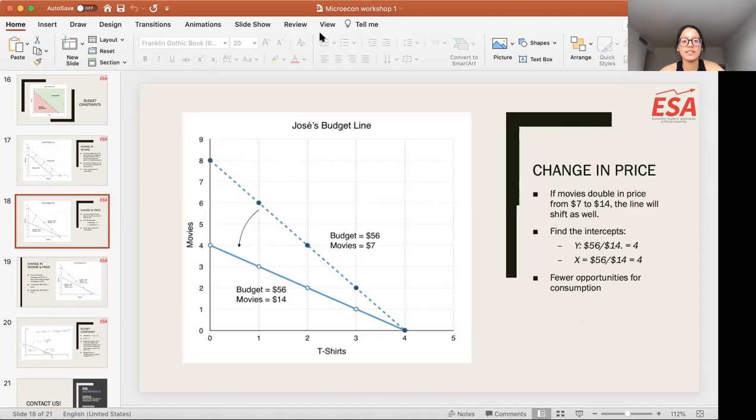So this is what the shift looks like when there's a change in the price of one good. Again, there are fewer opportunities for consumption, because even if Jose spends all of his money, there's no way he'd be able to afford 8 movies, because that's too expensive for him. So this is the new budget constraint triangle.